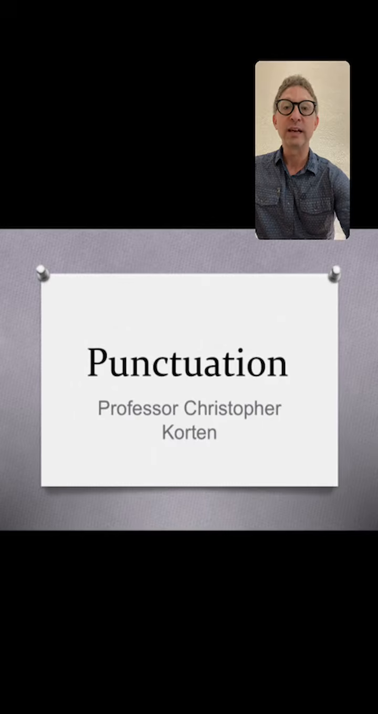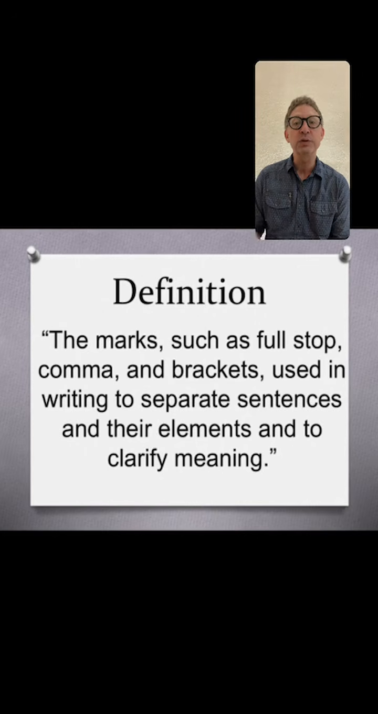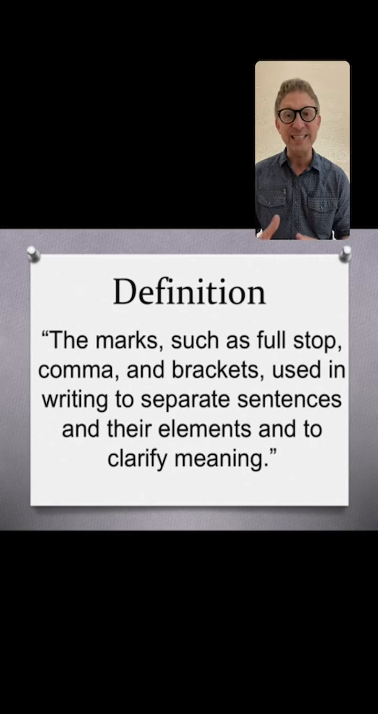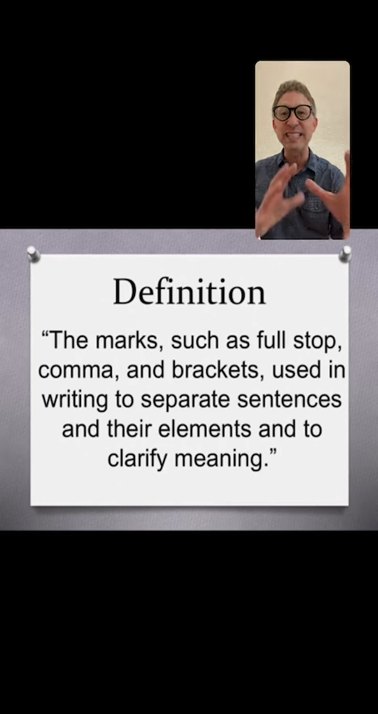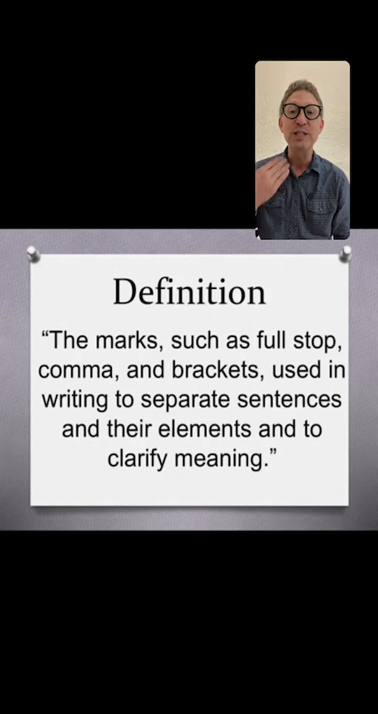I'm going to start with a definition. The marks such as a full stop, comma and brackets are used in writing to separate sentences and their elements and to clarify meaning. So these signs are designed to clarify meaning. We don't have these obstacles when we're speaking.